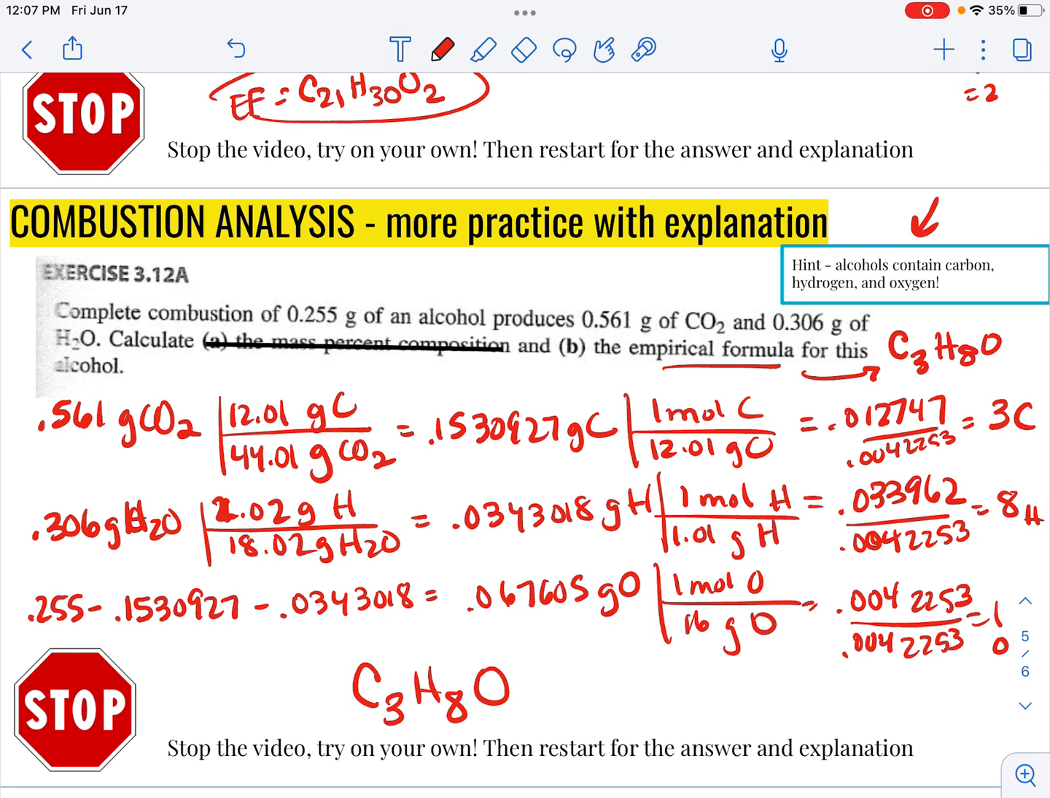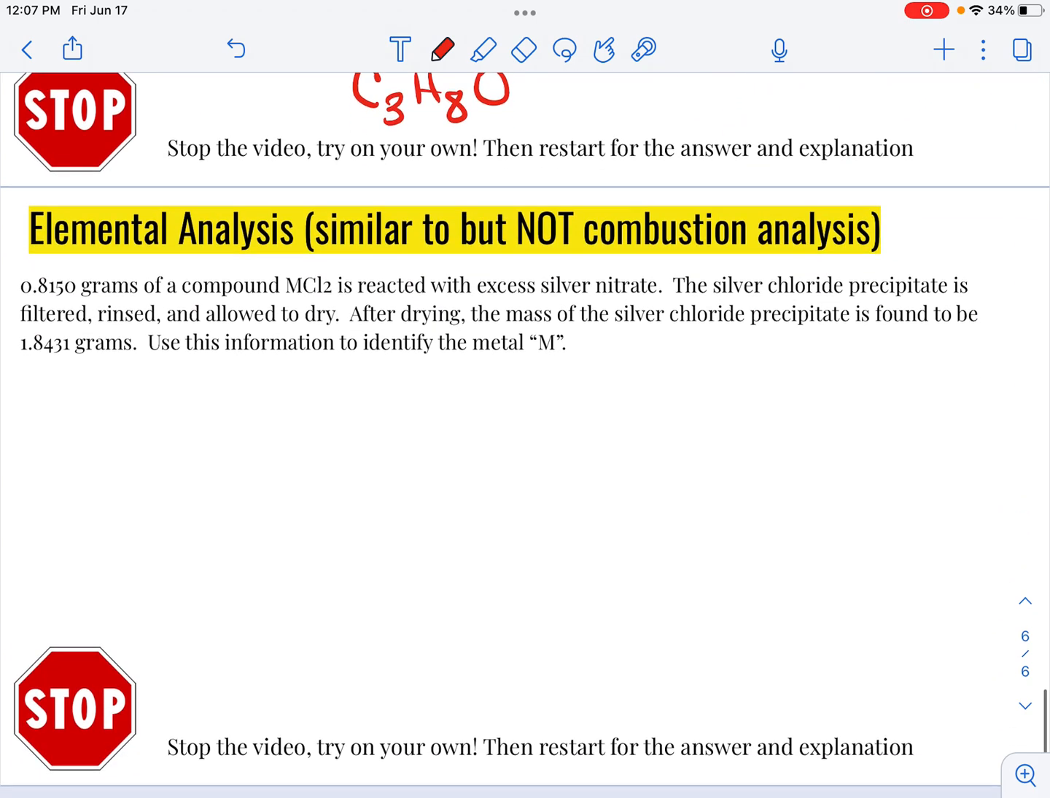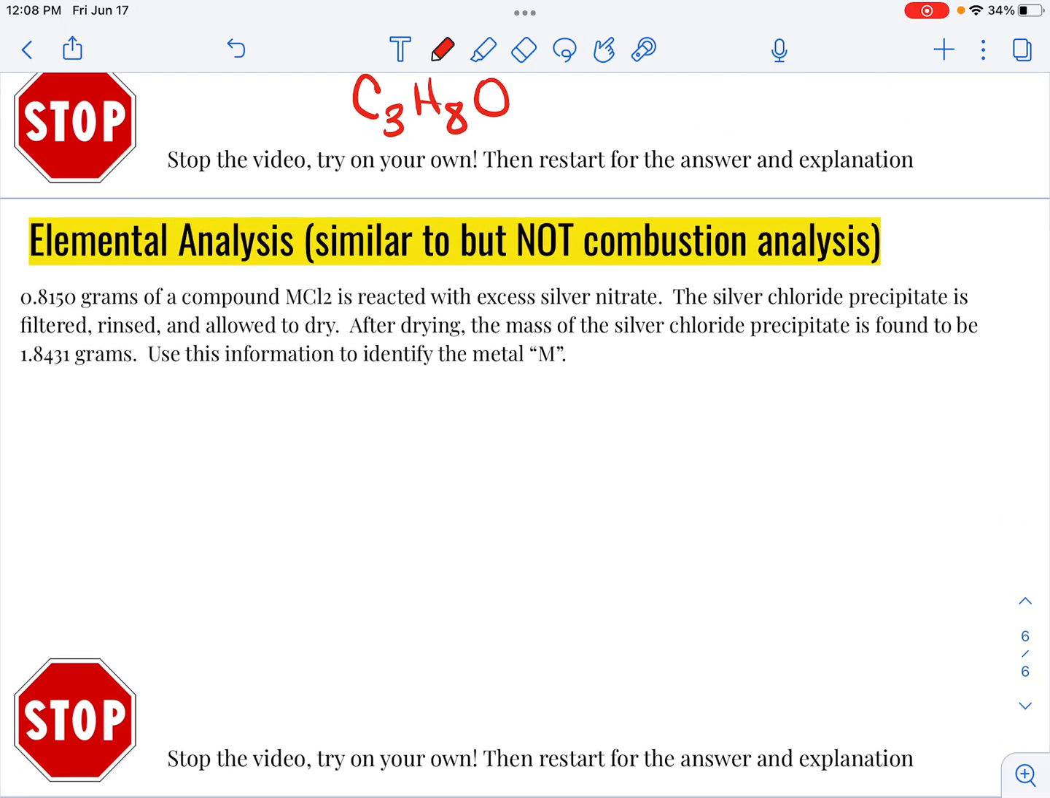I do want to do another example of elemental analysis that's a little bit harder, a little bit different, and is going to make you stretch a little bit. So let's try this one, and I'll talk you through it in the beginning, and then you can try it yourself if you want, and come back for the answer and the explanation.